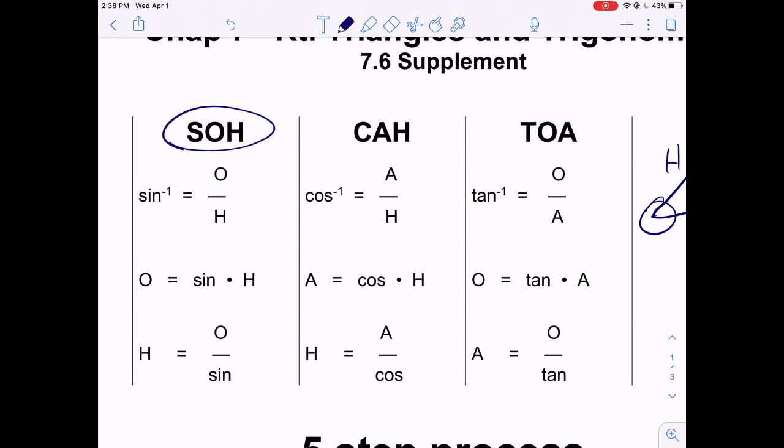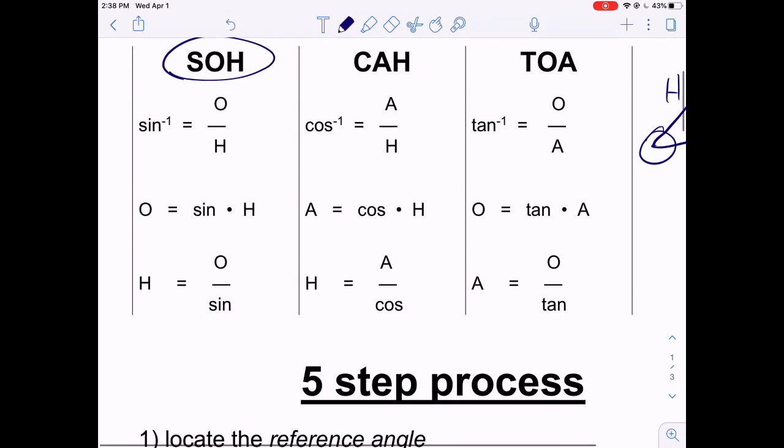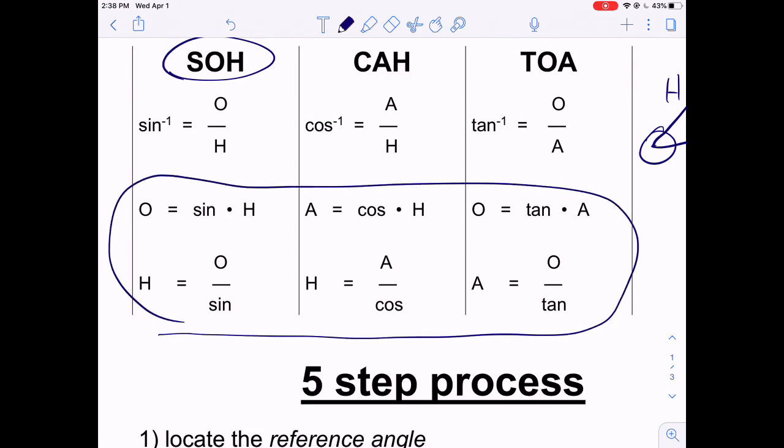Okay, and if you look below, you have all these little formulas on here to help you find certain sides. So under sine, you can find O and H. Under cosine, you can find A and H. And under tangent, you can find O and A. So you would use those individually, those functions, to find missing side lengths.